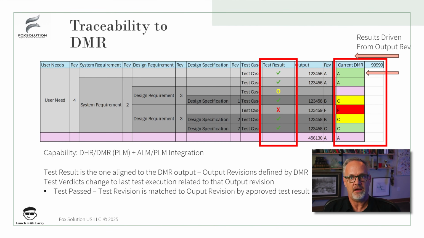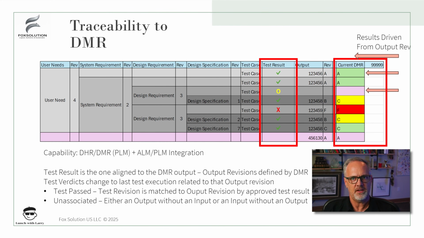So in this case, we have two revisions. They're both the same revision and we have a good test result. Okay, we're good. We have a green that says we have the test result we expected. But here we have in the purple a test case that doesn't have an output associated with it. Or on the bottom, we have no test case and we have a part, but it hasn't been tested. So in this case, we really have an unassociated relationship where we need to come in and define what it is exactly that's going to be done.